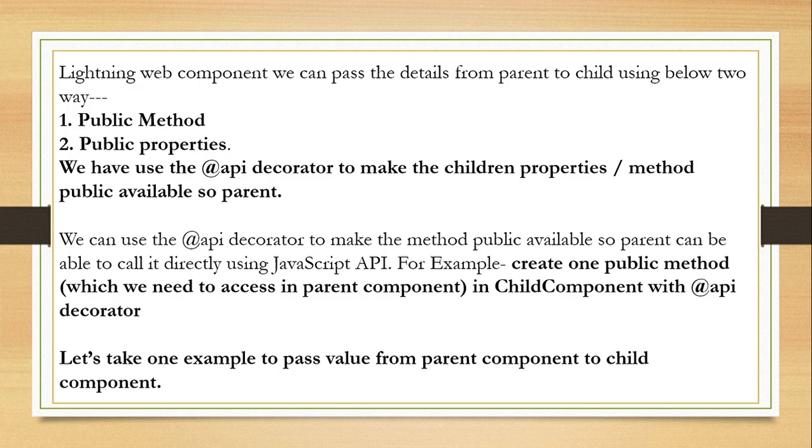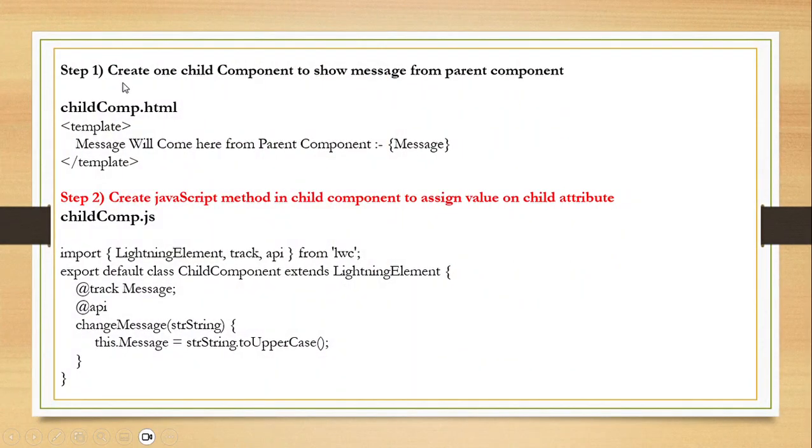For example, create one public method which we need to access in the parent component. In the child component we use the @api decorator, so the parent component can call the child component. Let's take one example to pass a value from parent component to child component. Step 1: create one child component to show a message from the parent component. In childComponent.html, the message will come from the parent component, inside a template.